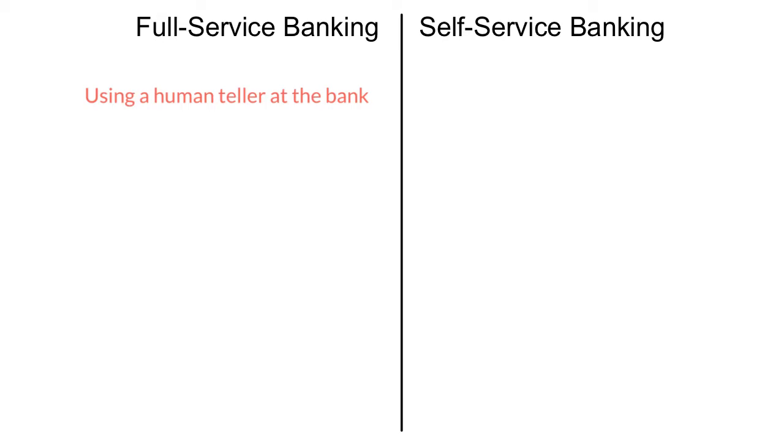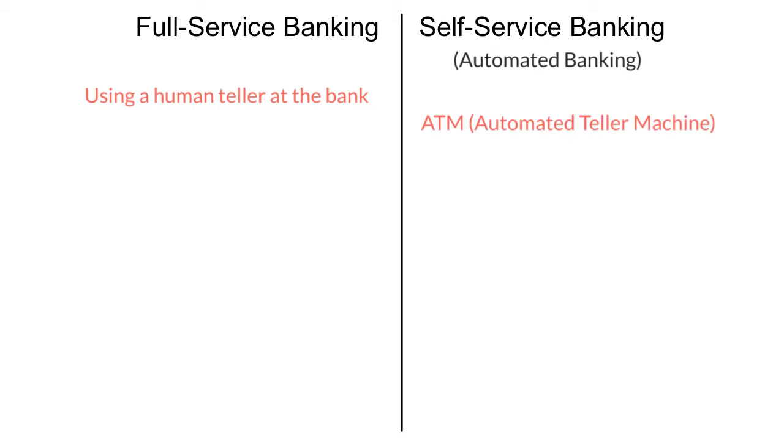Full-service banking is basically whenever you're using a human teller at the bank. So if you walk into the bank and you're talking to a person and they're helping you do your banking, that's full-service banking. Self-service banking, on the other hand, is sometimes called automated banking.